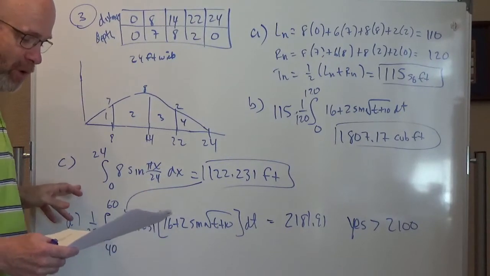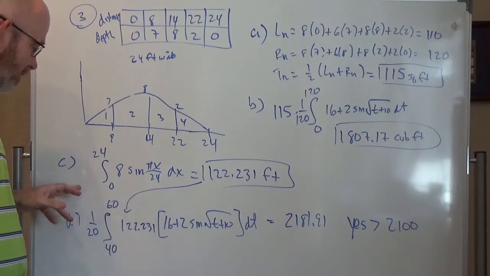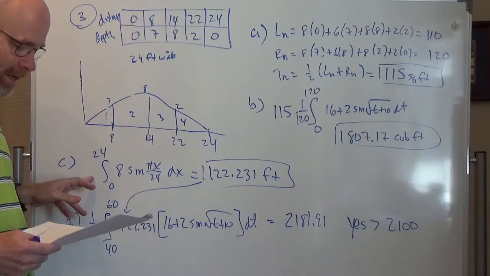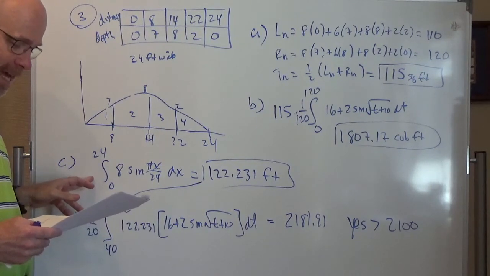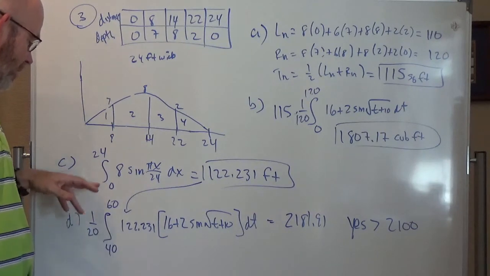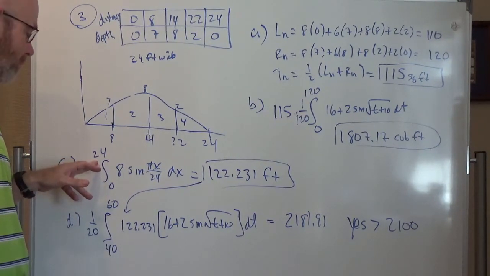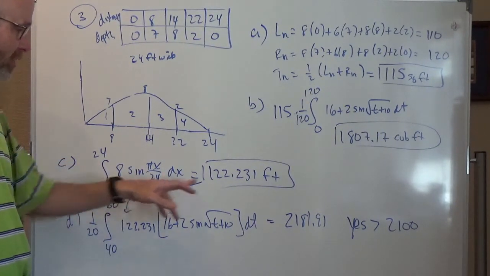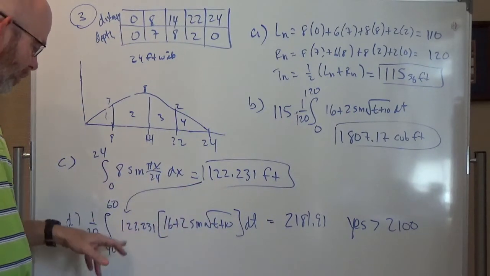Part C is pretty straightforward. It says we got a function that models the depth of the water at a point that's x units from the river's edge. Find the area of the cross-sectional river. So it's just the integral from 0 to 24 of that function, which is 122.231. We're going to need that in the last problem.